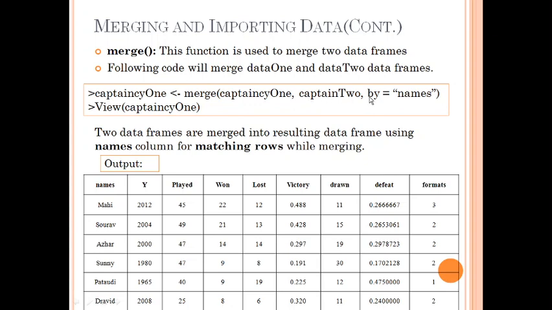The last argument is the by argument, and it has the names column as a value, which means that we want to combine these two data frames based on the names column. So all the values of the names column from captaincy 1 will be matched with the values from captaincy 2, and those rows which have similar values will be combined into a corresponding third data frame. So it's just like a natural join.